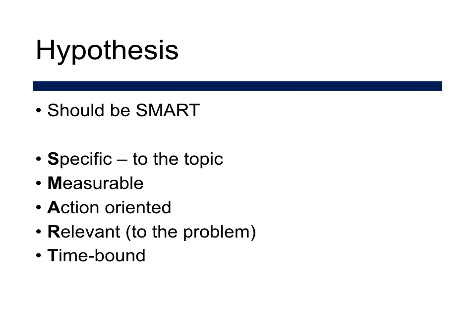A hypothesis should be SMART, which is an acronym for specific, measurable, action-oriented, relevant, and time-bound. Specific means that the hypothesis should be specific and related to the topic that's under study. Measurable means the hypothesis must be able to be measured. You must have a way of capturing the information or measuring the information.